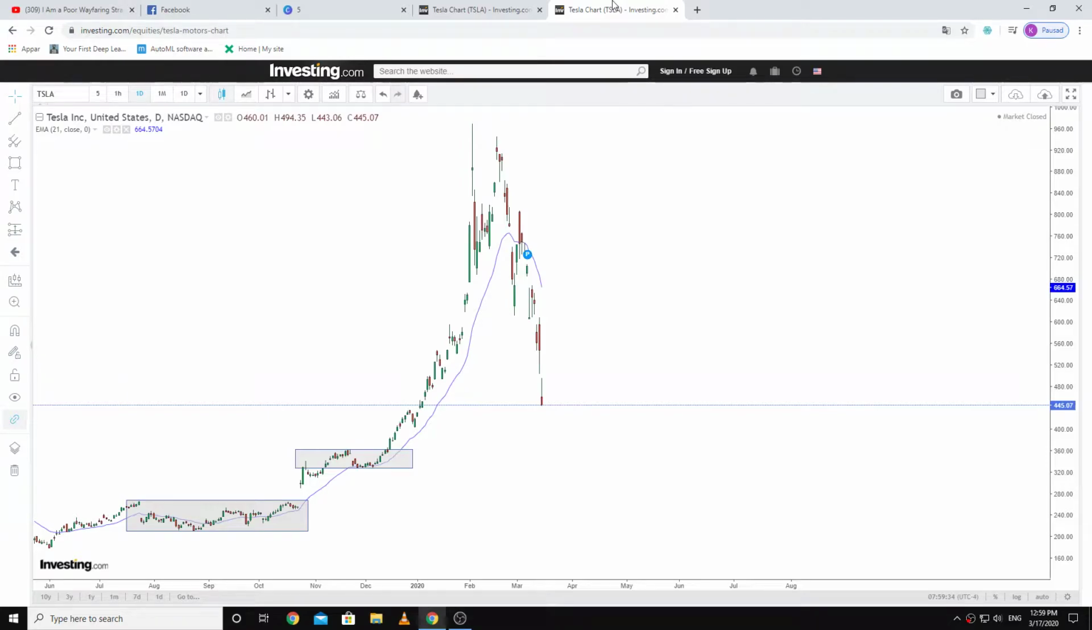Today we're going to take a look at Tesla price action, some price action on Tesla.